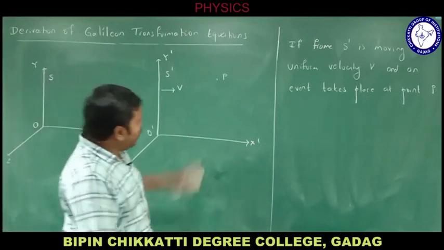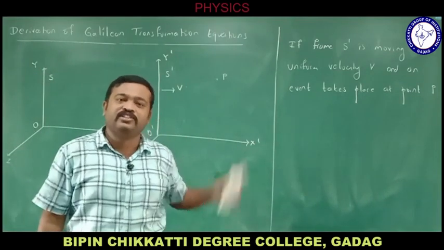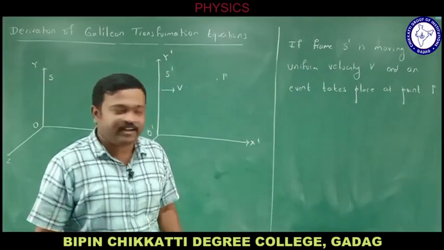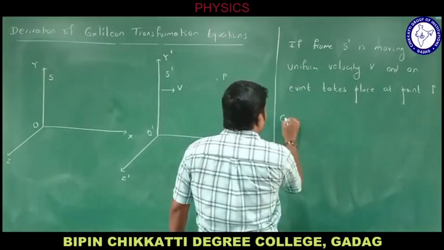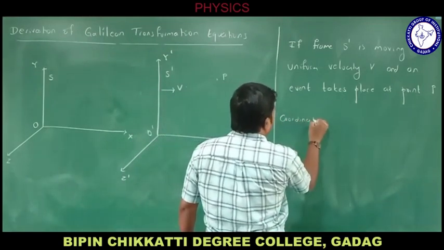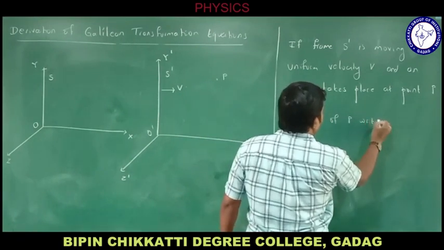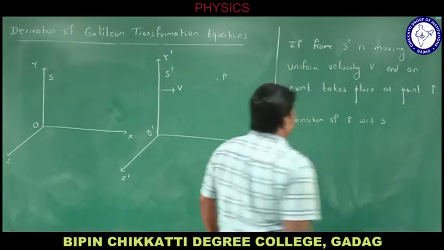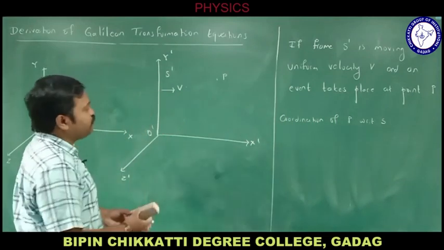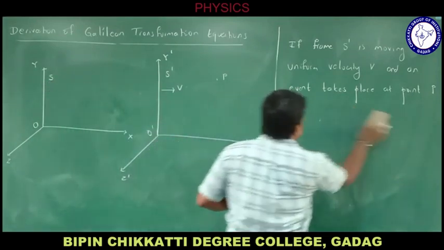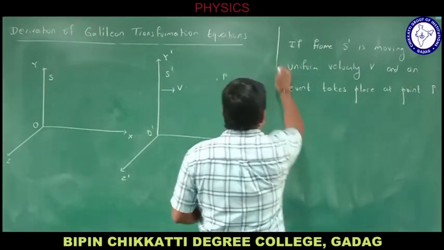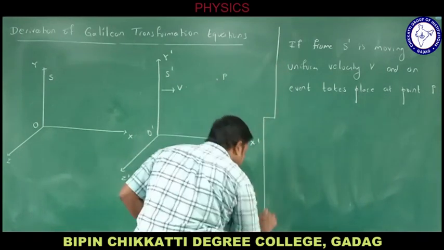Now I will be writing coordinates of point P with respect to this frame of reference, right? Let me take now here coordinates of P with respect to frame S. Let me consider coordinates of point P with respect to frame S. Let me write here. I need some space to write that. Let me consider like this.